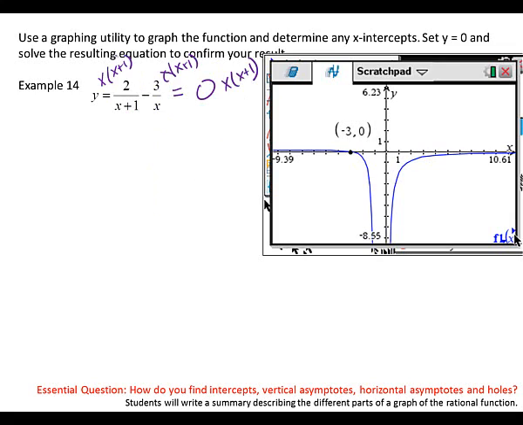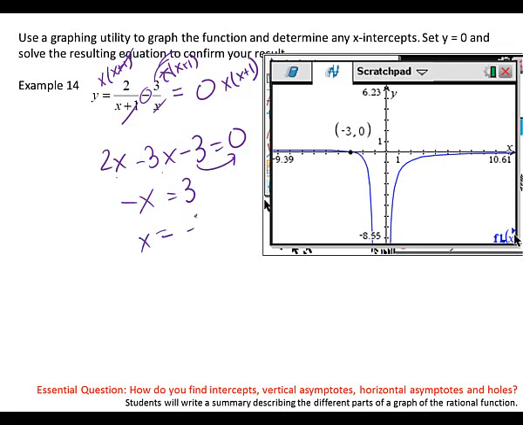All right, what's going to cancel in the first term? X plus 1. Good, and we're left with 2x. What's going to cancel in the second one? X, and we're going to distribute the -3. So you get -3x minus 3 equals 0. All right, what's 2x minus 3x? Negative x, and I'm going to move this 3 at the same time, so I get +3. So x equals what? -3. And your intercept would be -3. Isn't that what we got on the calculator?